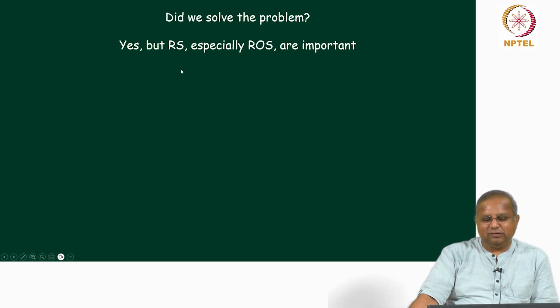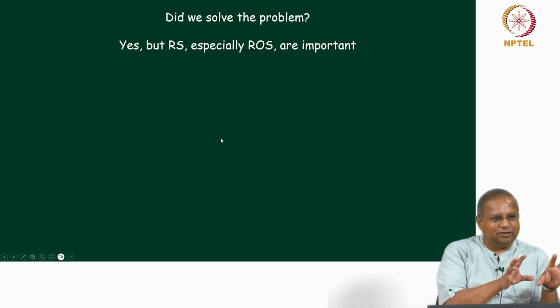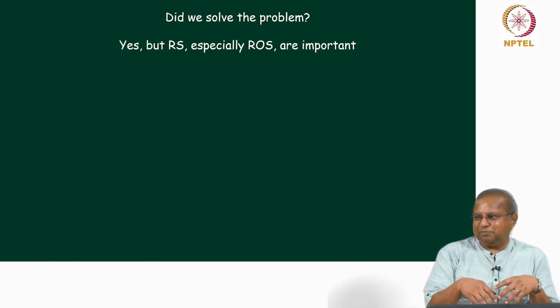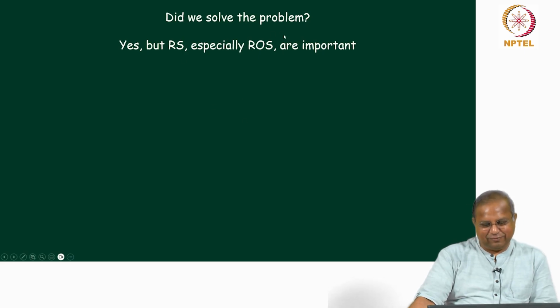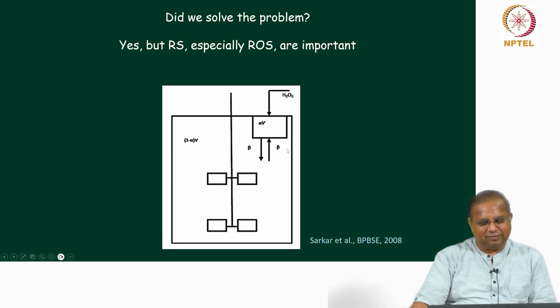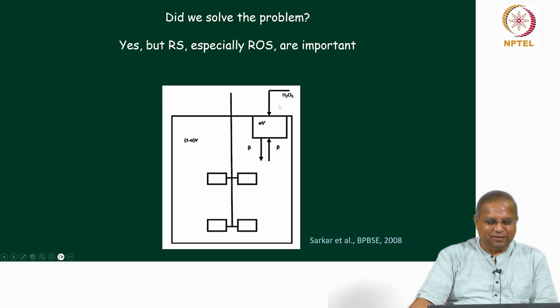What we found was that reactive species, especially reactive oxygen species, are important. Okay. I presented only the rosy picture. I didn't present the gory picture. The gory picture was that the ROS were responsible for the gory part of the picture, which I will take up next. Before that, something related. This is Pritish Sarkar's work.